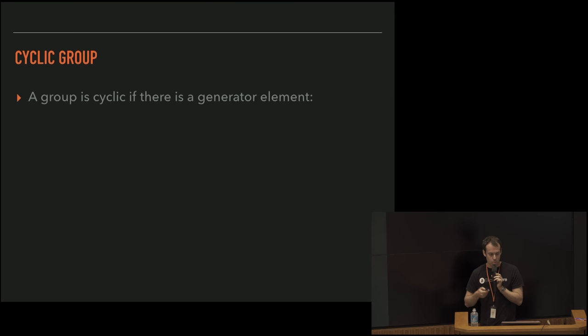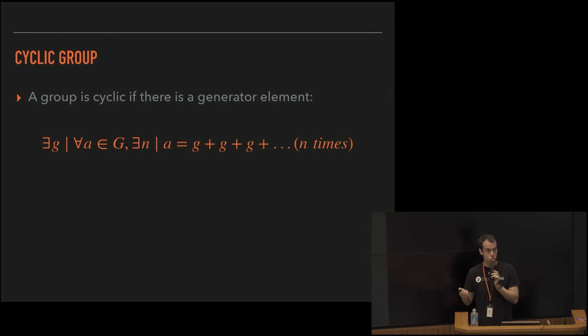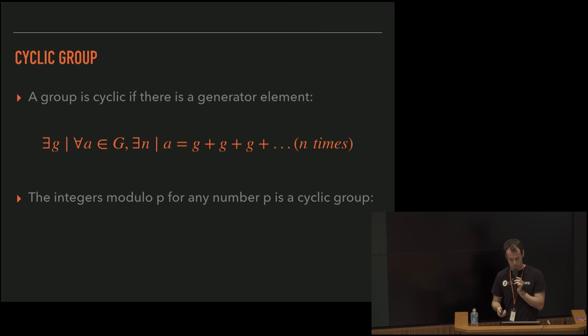All right, so moving on to a cyclic group. What's a cyclic group? Well, it's cyclic if there's something called a generator element. Here we're calling it G, small g. And if every element in the group is G added to itself some number of times, then we call that a cyclic group with G generating the group.